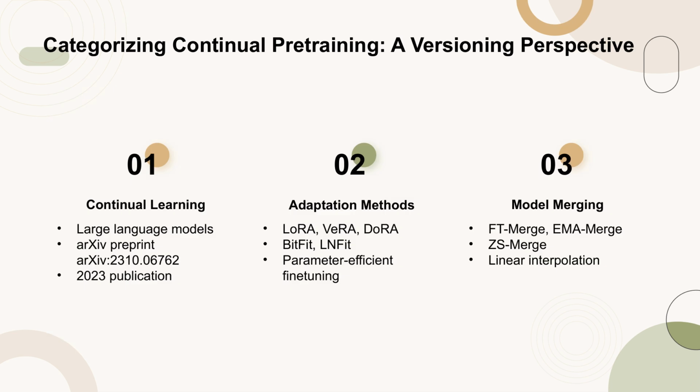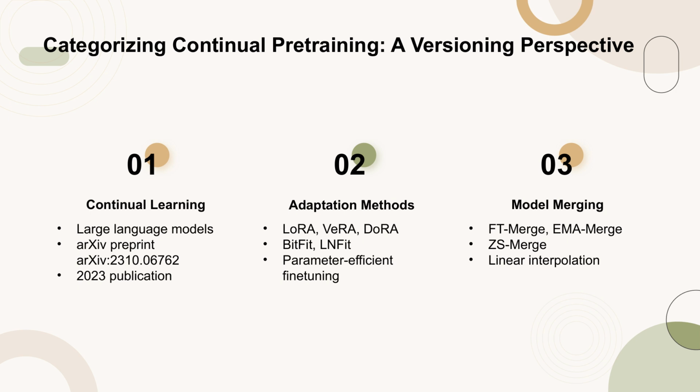In this section, we delve into the categorization of continual pre-training from a versioning perspective. We focus on continual learning within large language models, as detailed in the arXiv preprint 2310.06762 published in 2023. Key adaptation methods discussed include LoRA, VeRA, and DoRA, which are forms of parameter-efficient fine-tuning.